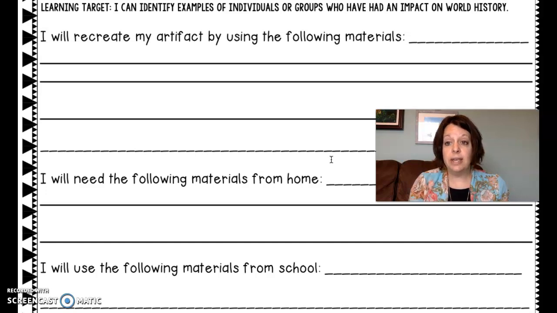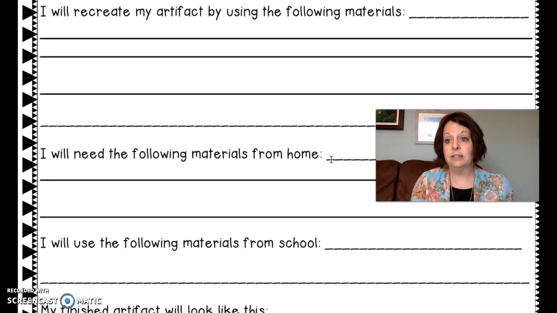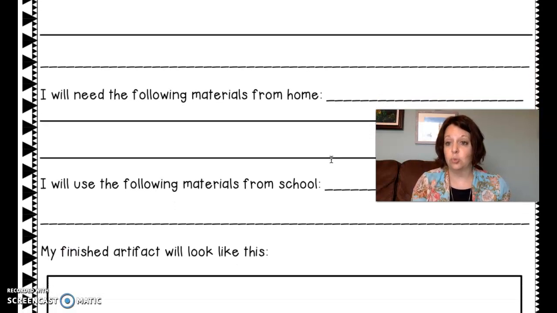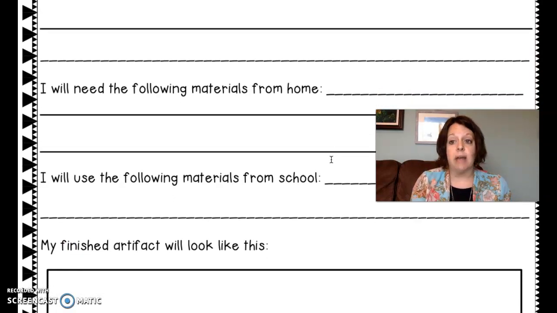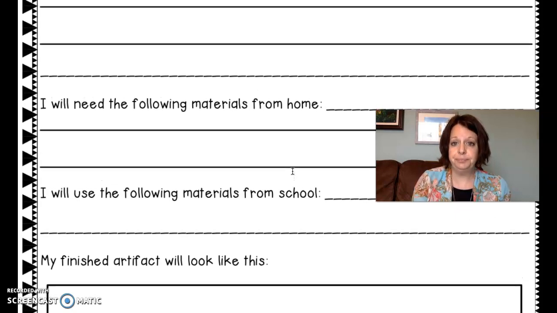Now, this is where it gets really important that you talk with your family members about it so that you get approval for using these materials. Okay. Now, I'm going to be honest, this form was made for use at school. So we are not going to school, obviously, right now. So you can put an X on this one where it says, I will use the following materials from school, because there will be no materials used from school.